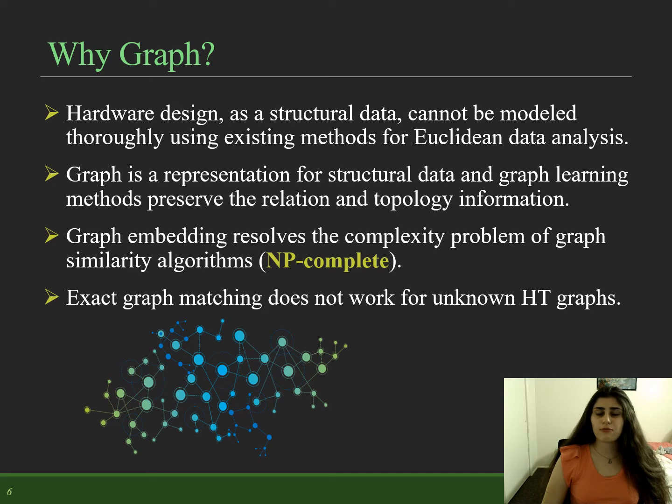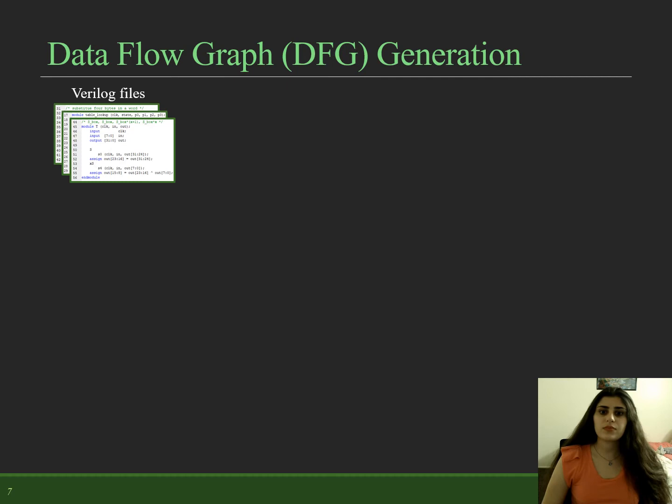Already there are some graph matching algorithms that try to find a similarity between different graphs, but those are NP-complete, and because of the complexity issue cannot be applied to large designs. So we introduced graph embedding and graph learning methods that don't have these problems and provide lots of features for our models. Our model starts with the pipeline for generating the graph for the hardware.